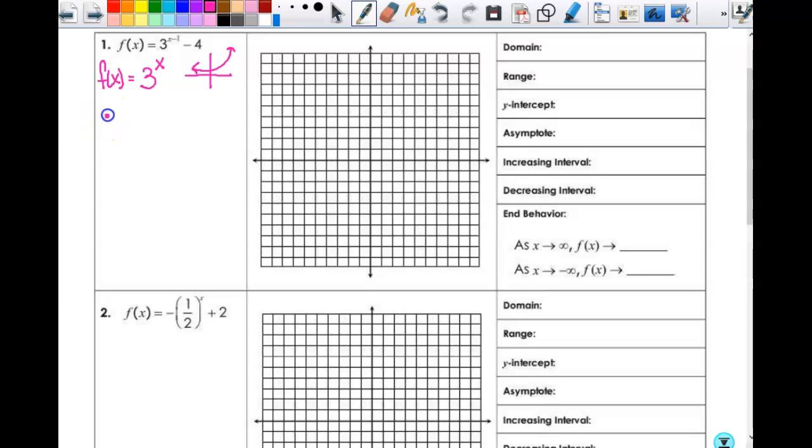All right, so then I'm going to look at my transformations. 3 is part of the function, so that 1 does what?